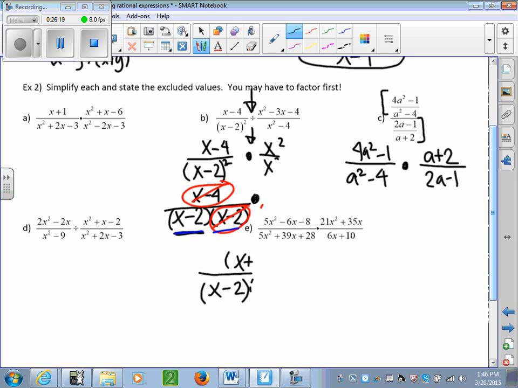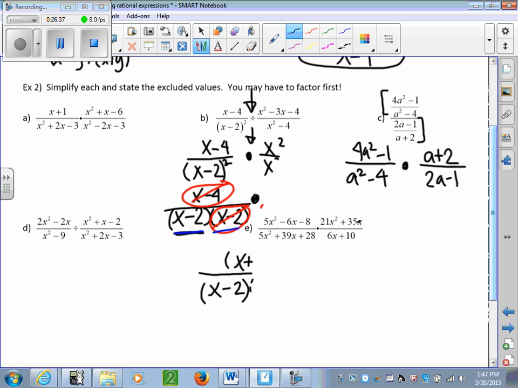And to simplify it, I need to factor first. Okay? So before I even factor, remember part of factoring is finding my GCF. So if we're going to list out steps here for those of you that like steps, we'll go through steps on this one.